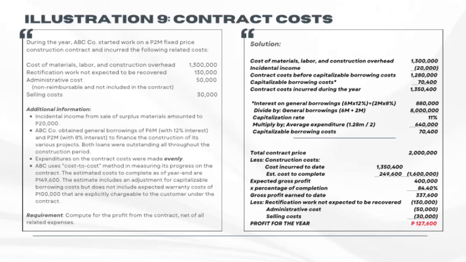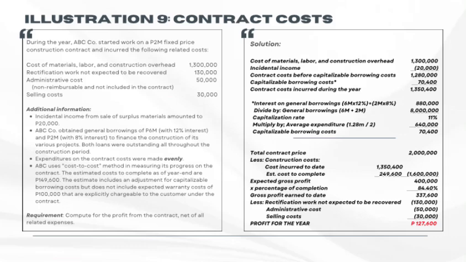Next, we are going to compute for the profit for the year. To compute for that, we have total contract price of 2 million less the construction cost. Under the construction cost, we have the cost incurred to date, which is computed earlier, the 1,350,400, and the estimated cost to complete. That will give us a total construction cost of 1,600,000.